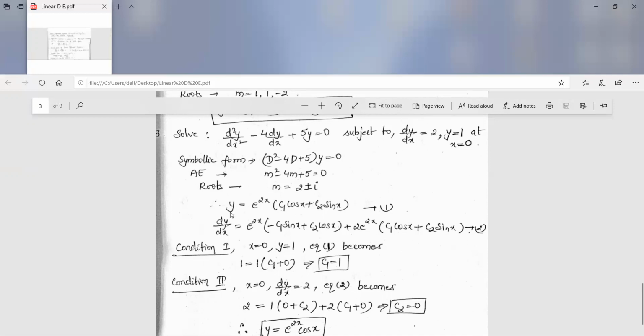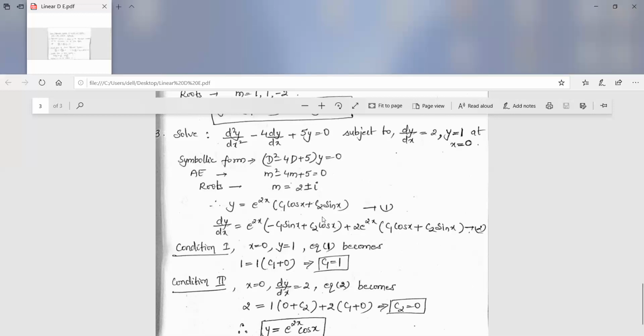So based on this, the complementary function will become e^(2x)(c1 cos x + c2 sin x). Because this equation is a homogeneous equation, this itself will become the complete solution of the given equation. Now the second part is using the conditions to find out the values of the constants we have used here, that is c1 and c2. We can see in the condition it is given dy/dx = 2, y = 1 at x = 0. This shows that we need to differentiate y once and then apply this condition.